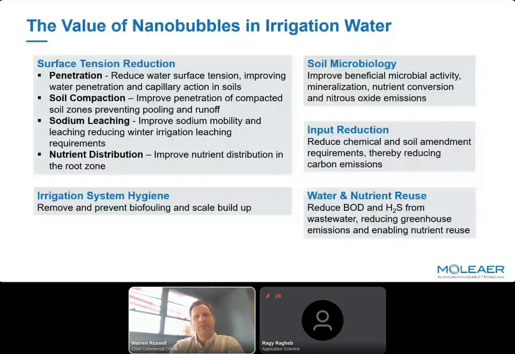So starting with surface tension, we're looking at how nanobubbles reduce surface tension and how that affects capillary action and how water penetrates through the soil column, the impact that those nanobubbles and capillary action can have on soil compaction and reducing soil compaction.